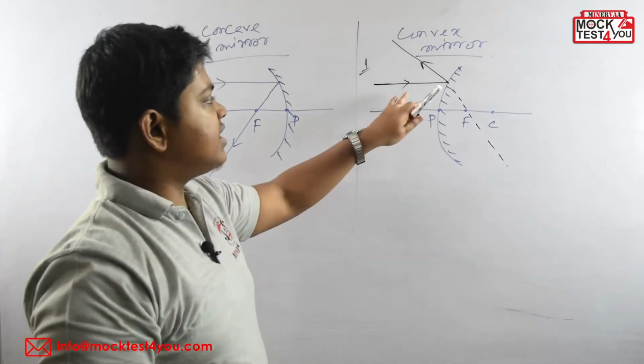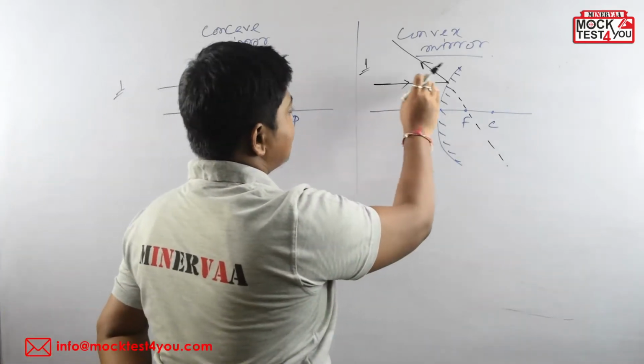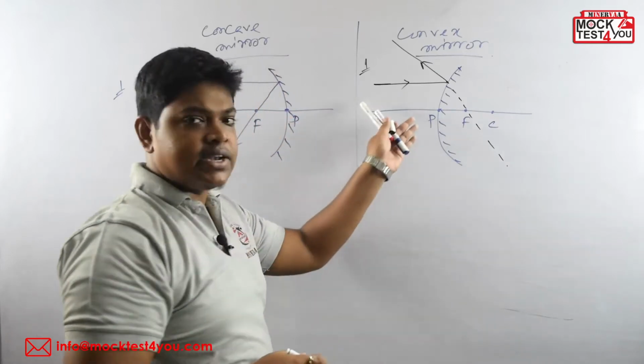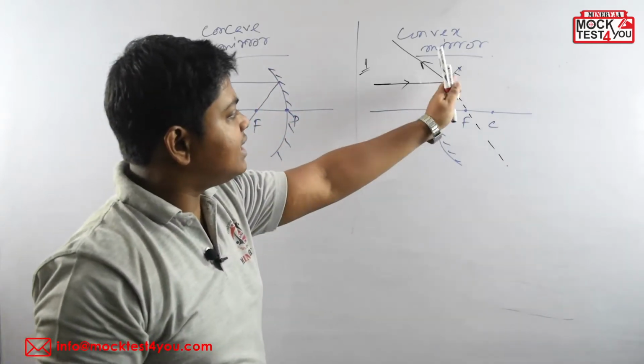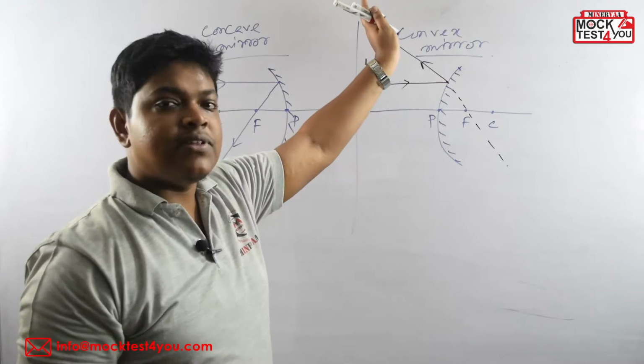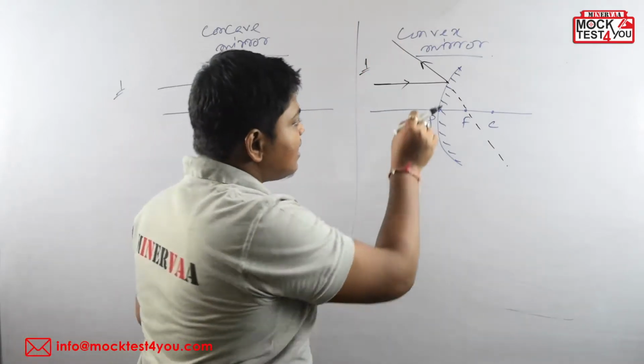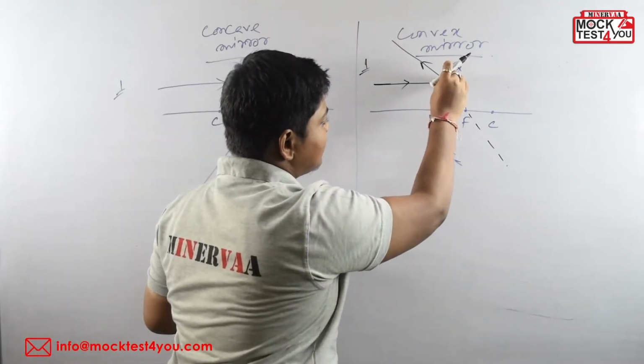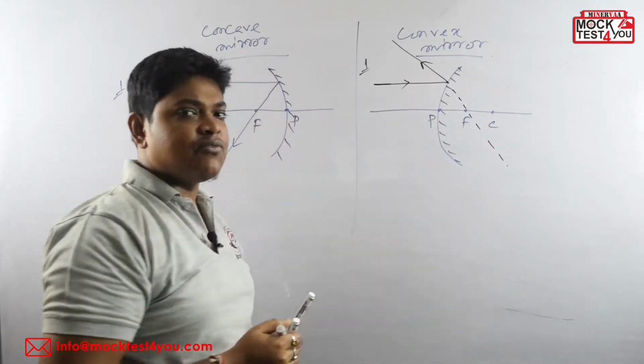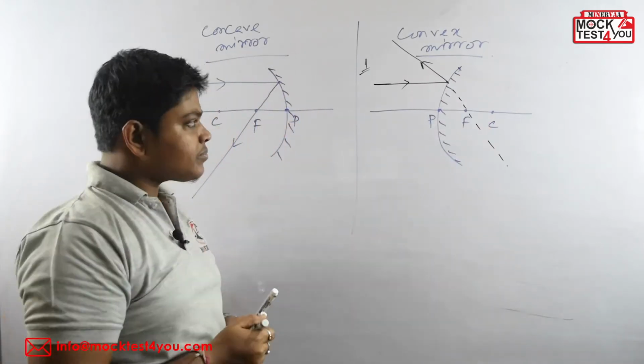And in the case of convex mirror, if some parallel beam of light rays are coming on the reflecting surface, then after reflection the rays will be reflected like that. That means if I extend the reflected rays, then they will appear to meet at the focus, right?